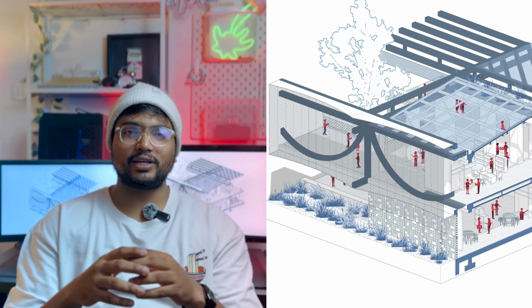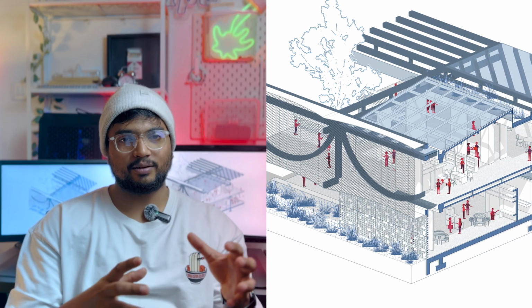Today, let's see how to create this dual tone axonometric diagram using only Sketchup. Yes, you heard it right. We won't be using Photoshop or Illustrator. I'm not saying you shouldn't use those softwares, but this is one of the quickest and easiest ways to create an axonometric or any architectural diagram.